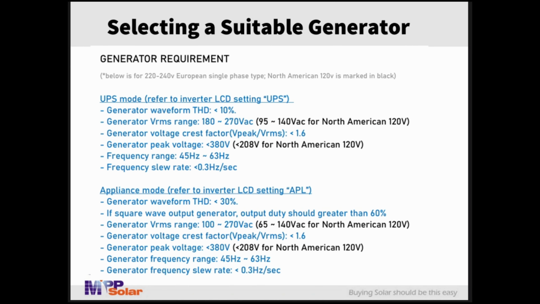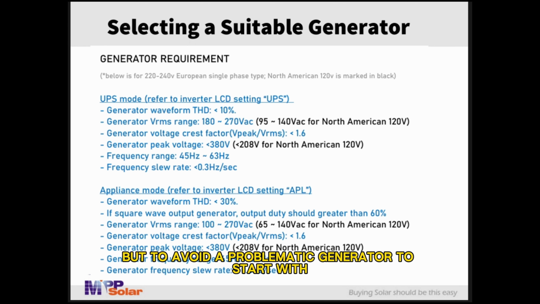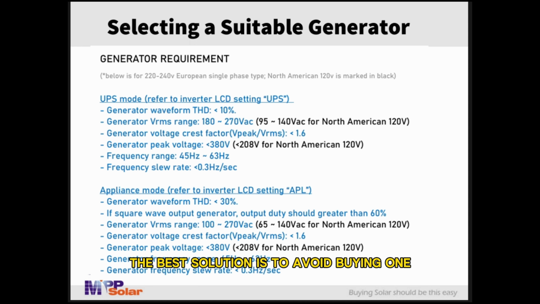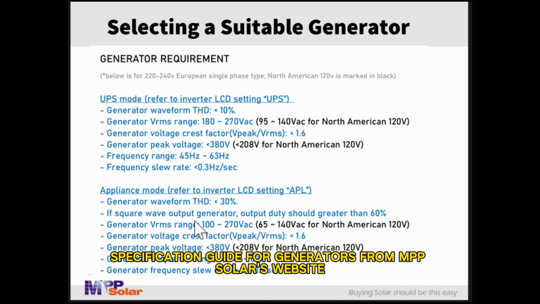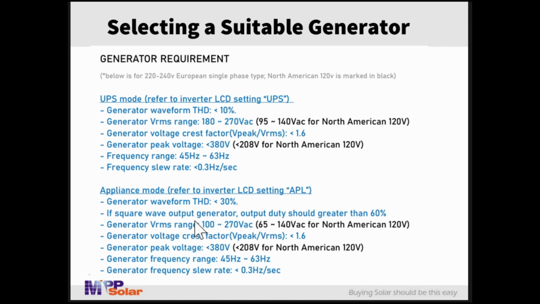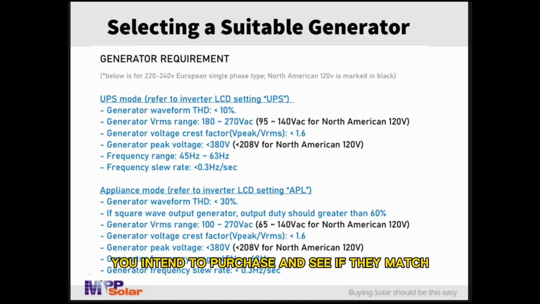So everything up until this point are things that we can do when you already have a generator. But to avoid a problematic generator to start with, the best solution is to avoid buying one, and so let's look at what we can do. First, you can download specification guide for generators from MPP Solar's website, and here you will find several parameters. Compare these with the model of generator you intend to purchase and see if they match.